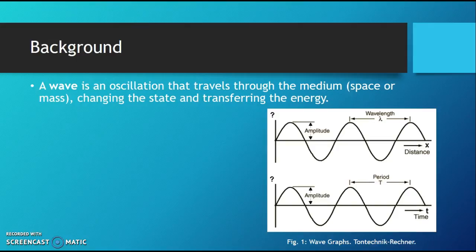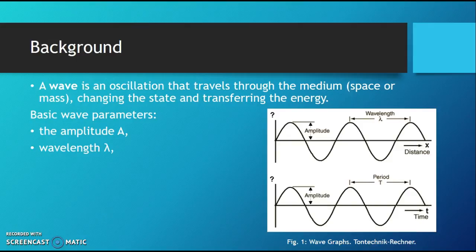A wave is an oscillation that travels through the medium, space or mass, changing the state and transferring the energy. The basic wave parameters are the amplitude, which is half the height difference between a peak and a trough, wavelength, the distance between successive peaks, period, the time between successive peaks, wave speed, the speed at which peaks move, and frequency, which is the number of peaks that pass per second.